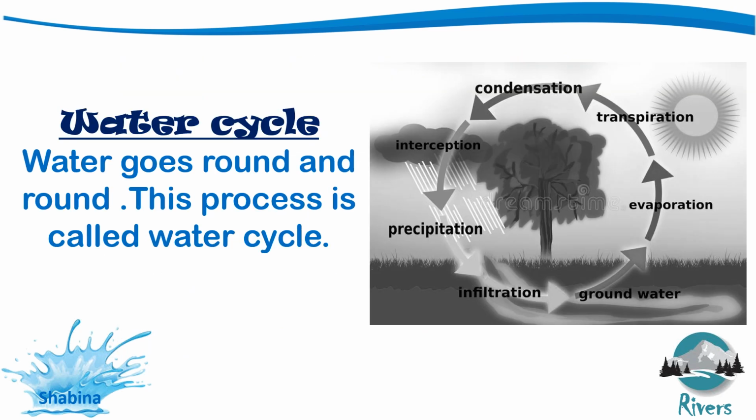Now we will discuss water cycle. Water goes round and round, and this process is called water cycle. Water changes its state from liquid to gaseous form, then turns into clouds, and then again reaches the earth in the form of rain, snow. And this is a continuous process. That's why it is known as water cycle.